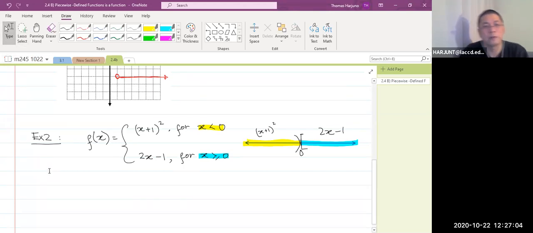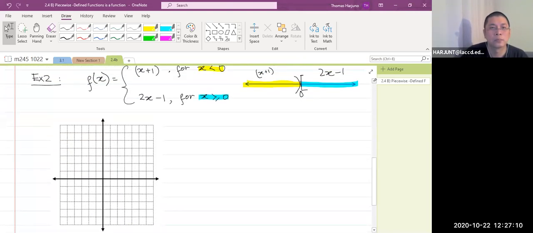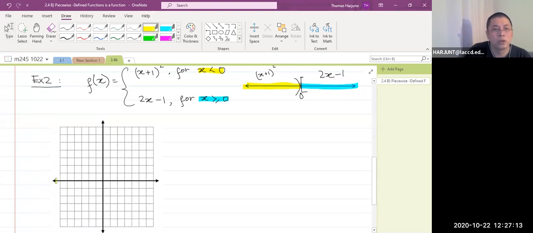So let's graph it. To the left of 0, you will graph (x plus 1) squared. That's a parabola with vertex at (-1, 0). So it looks like this, but I stop at 0, not including x equals 0, because of that domain.